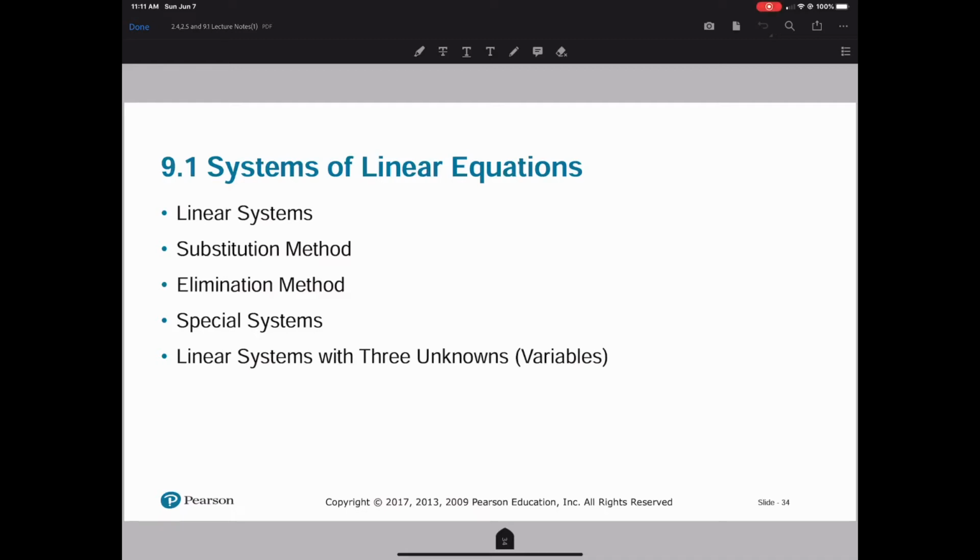Hello class, today we'll be talking about 9.1, Systems of Linear Equations. So the first topic will be linear systems. Then we've got the substitution method, elimination method, special systems, and linear systems with three unknowns, or three variables.